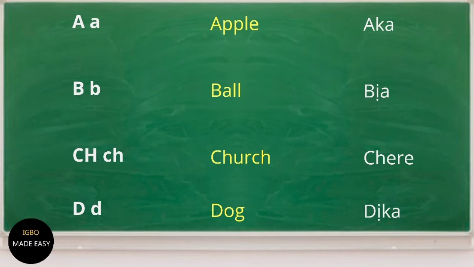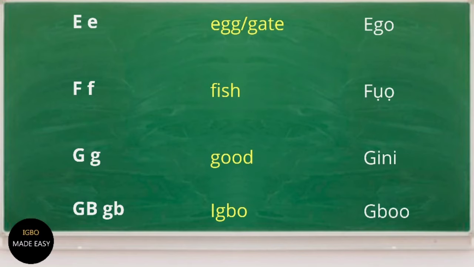So that's the way you can use Deka. On this slide, we have E, Fe, Ge, We. E is synonymous with two English sounds. One is the E in egg, and the A in gate. So it has the E and the A sound.